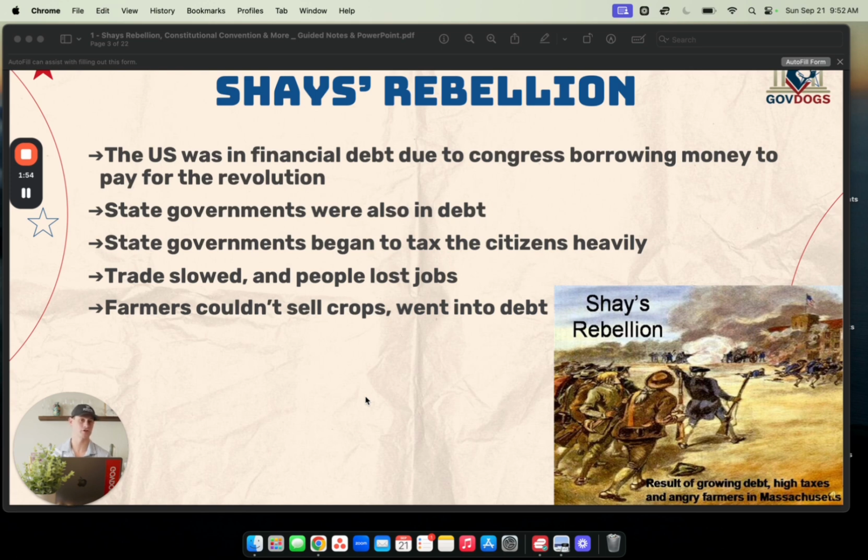So what happens is trade slows, and when trade slows, people can't afford to keep their employees, and people lost jobs. Farmers also couldn't sell their crops, and they went into debt, okay? So if you can't sell what you produce, you're losing money, all right? Fewer people on your farm means you're producing less, all right? So all of this boils down to state taxes being so high that it forces all of the local people living in the state to go into debt too, because they can't make money on their crops and things of that nature.